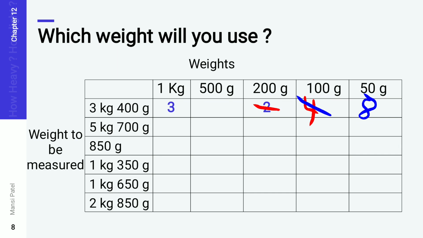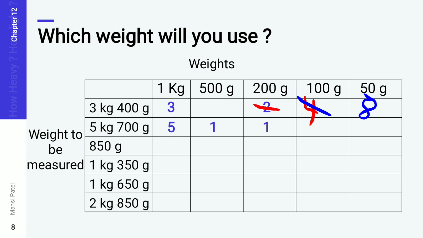Now in the second one, you want to make 5 kilogram and 700 gram. To make the 5 kilogram, how many units of 1 kilogram are you using? 5 units. Then to make the 700, you are using 1 unit of 500 and 1 unit of 200. So 500 plus 200 becomes 700. And 5 units of 1 kg becomes 5 kilogram.